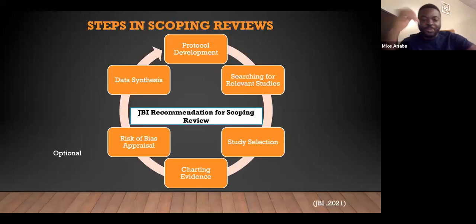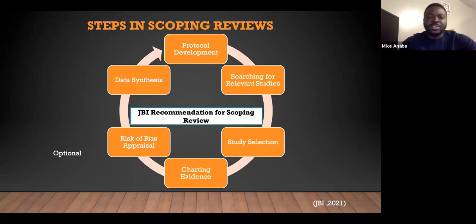Sorry. So according to their manual or guidelines, every scoping review should start with a protocol. The first step in developing your scoping review is to develop a protocol, and then the protocol would help you undertake further steps like searching for relevant studies, and then you move to the second stage of study selection, and then you chart your evidence based on the studies that you have identified.